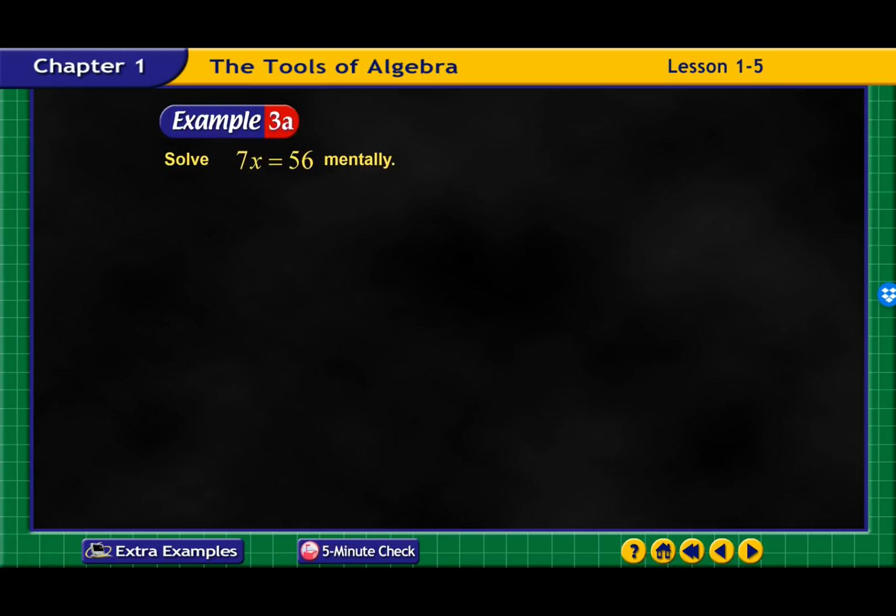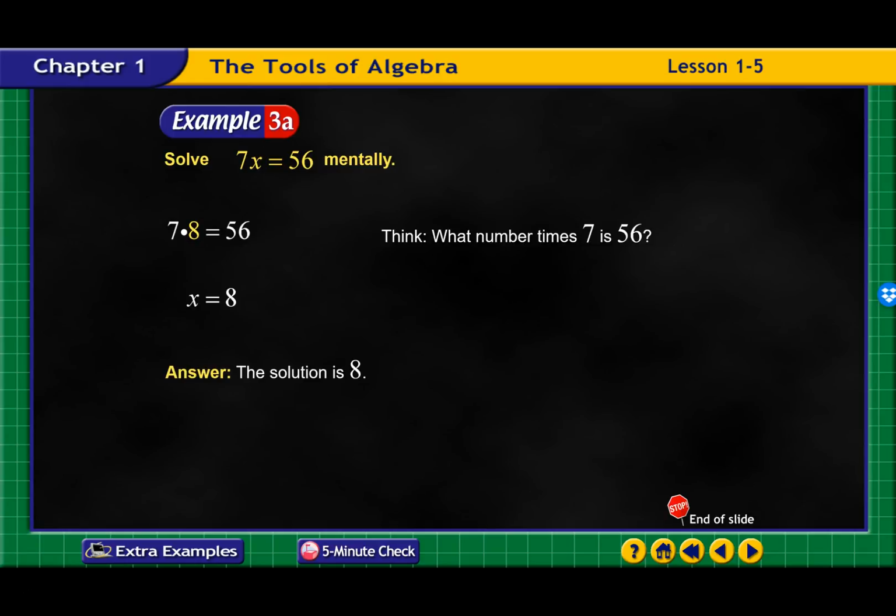All right, so they want us to try this mentally. So what you think here is, what number times 7 is 56? Well, we have to go back to our times tables, and we go 7 times 8 is 56. So therefore, my answer for x is going to be 8. The solution is going to be 8. And we'd probably just punch it into our calculators.